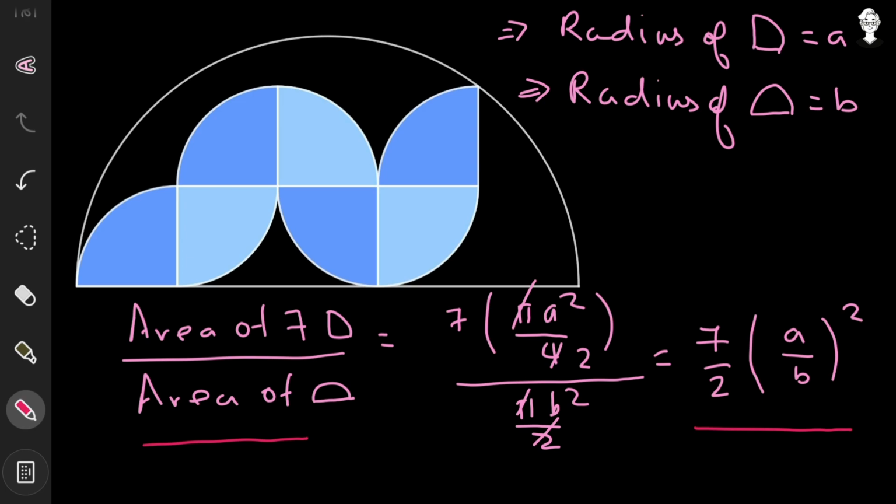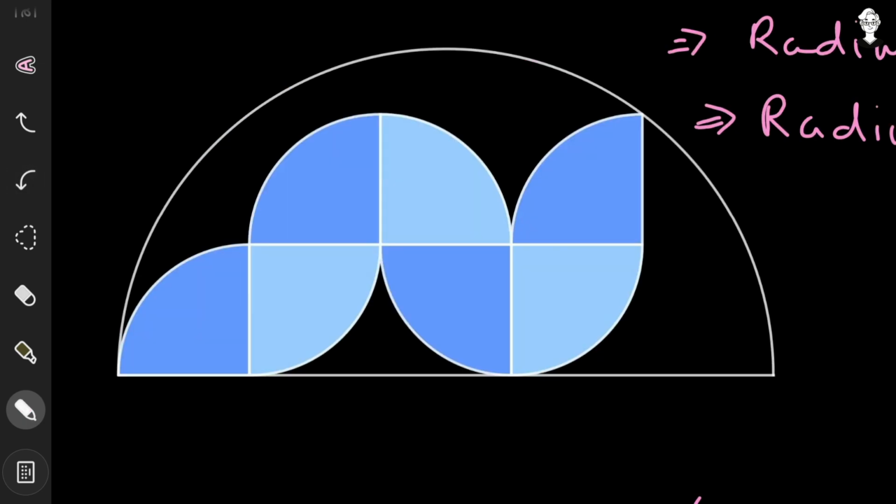Now in order to find the required ratio, we will try to find the value of A upon B. For that, let us utilize this diagram. Now in all these quarter circles this angle is 90 degrees. In this quarter circle this is 90, over here this is 90, this is 90, this is 90, this is 90 and this is 90. In all the 7 quarter circles this angle is 90 degrees. Now as all these angles are 90 degrees, we can utilize this in a particular manner.